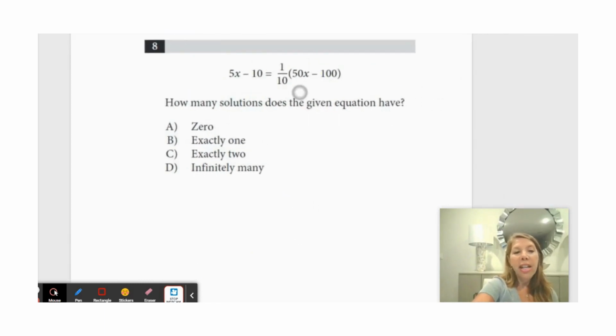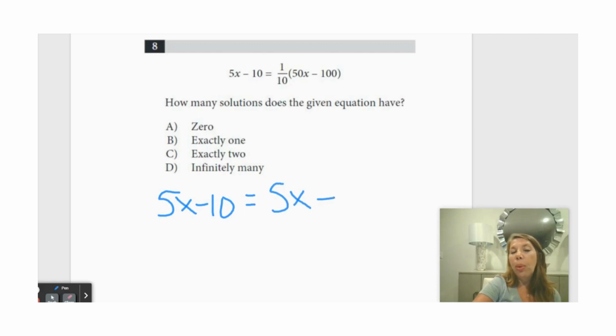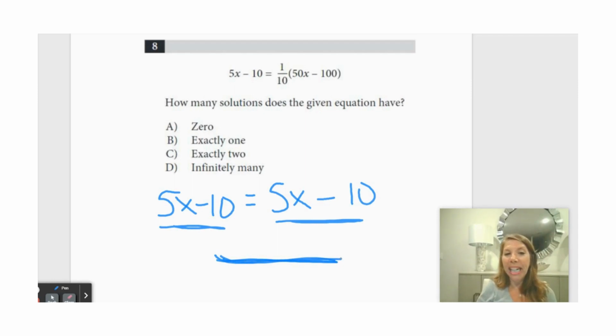right over here. This question asks, how many solutions does the given equation have? Well, if we simplify the right side of this equation, we would still have our 5x minus 10 on the left, and we distribute the 1/10. 1/10 of 50x is just 5x, and 1/10 of 100 is 10. This equation equals this equation. So that means that they are the same line. And same lines meet at every single point, so there are infinitely many solutions. That would be choice D.